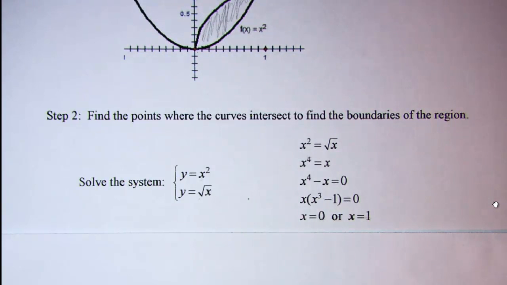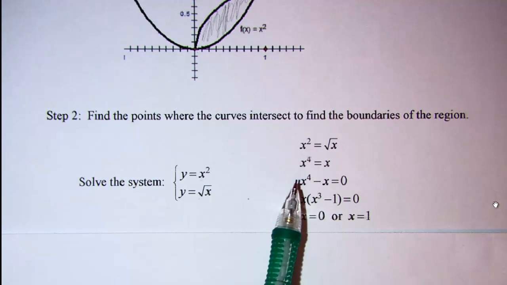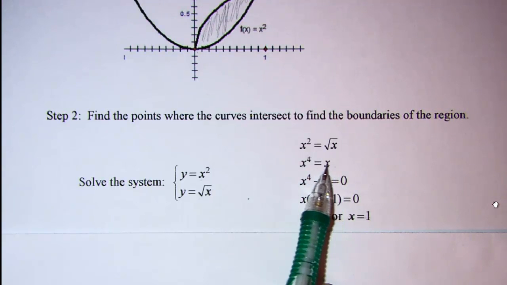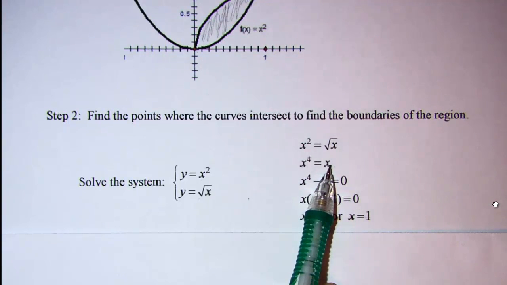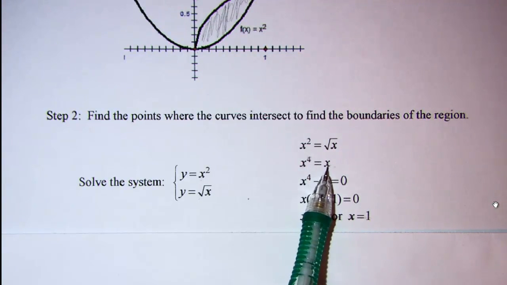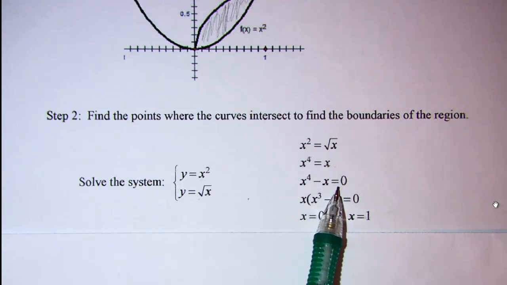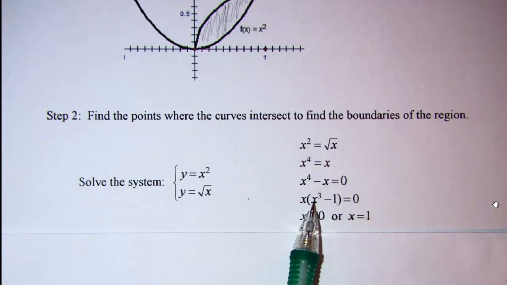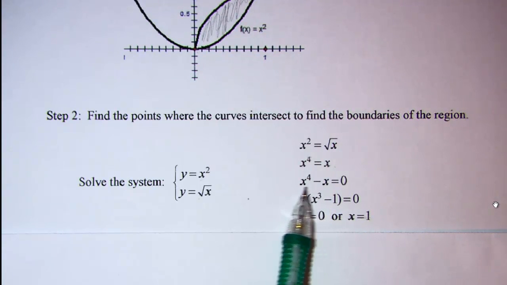To get rid of the radical, we want to square both sides. So x to the fourth is equal to x. And then we know that we cannot divide by a variable. So to solve this equation, we need to move both terms to one side and set it equal to 0 and factor. So we subtract x from both sides and then factor out an x out of this binomial.